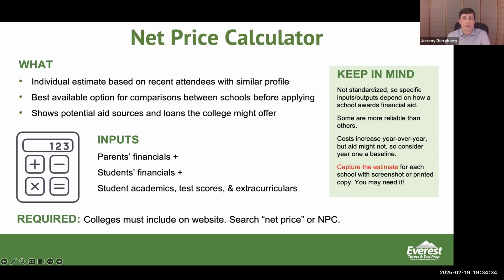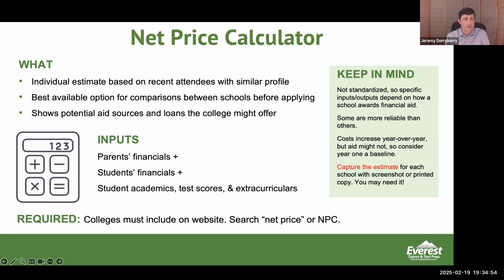So it's going to ask you questions about your personal financial information, your student's financial information. It may ask about their student's academic record. It may ask about extracurriculars. It may ask about test scores. It's really what they are prioritizing as far as figuring out how they're going to award aid to you potentially.